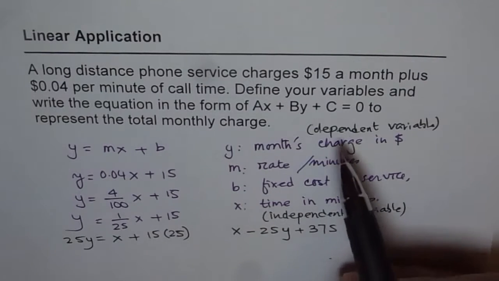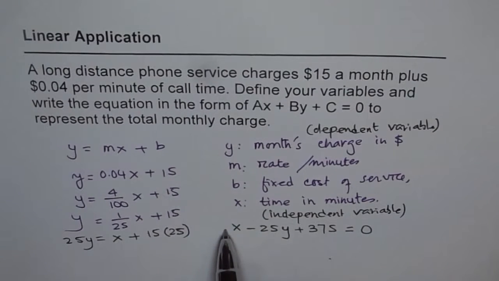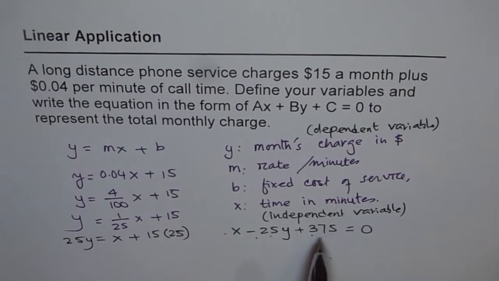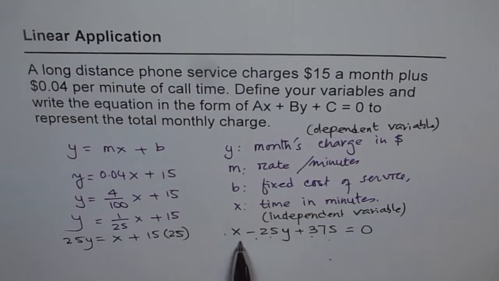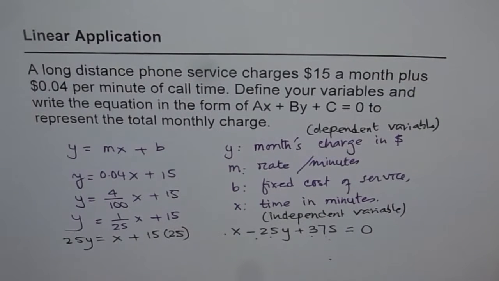Now here you can see that is the fixed cost, right? But you cannot really interpret it in this way, but we have defined our variables. You understand? So now a equals 1 for you, b equals minus 25, and c is 375 if you compare with this equation. But anyway, this is the required form in which you have to write down your answer, correct? So that is how you need to do, right?